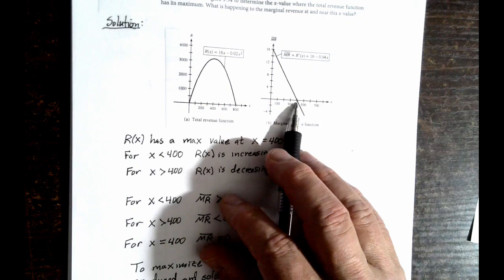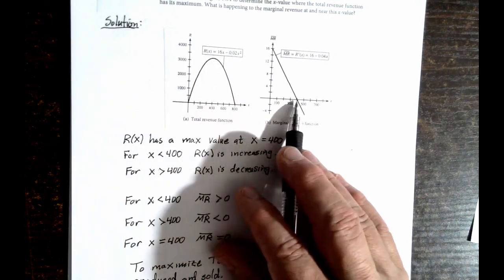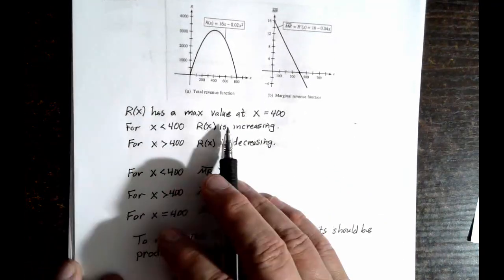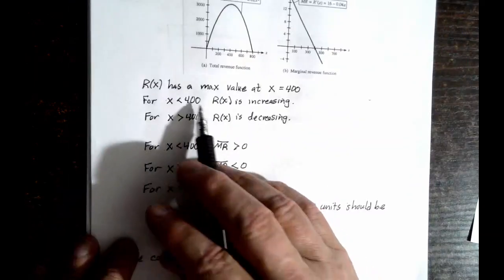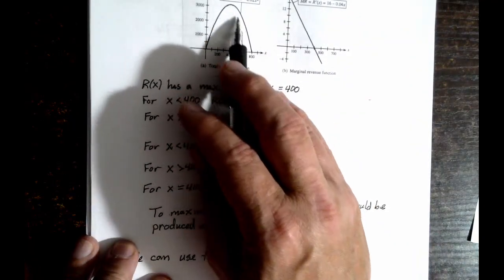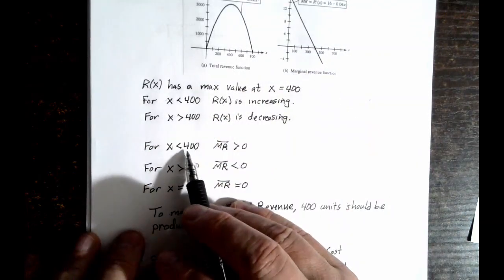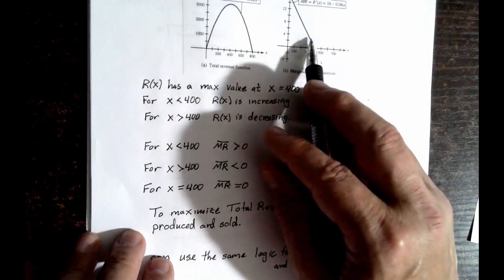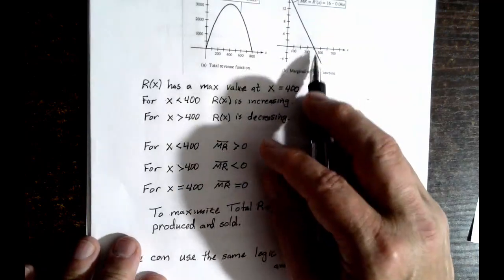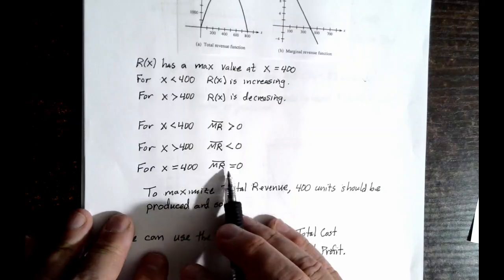So if you want to find where your revenue maxes out, you look where your marginal revenue equals 0, and that's at 400. So R of X has a maximum value at 400, and at less than 400, your revenue is increasing. For greater than 400, it's decreasing. And for MR bar, the marginal revenue, for X less than 400, your marginal revenue is positive. And for greater than 400, it's negative. And at 400, it's 0.